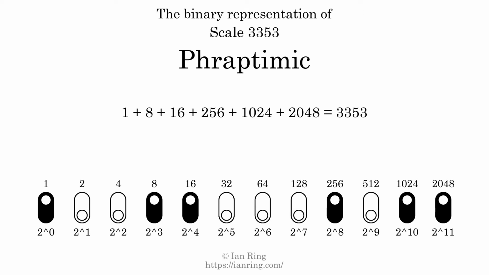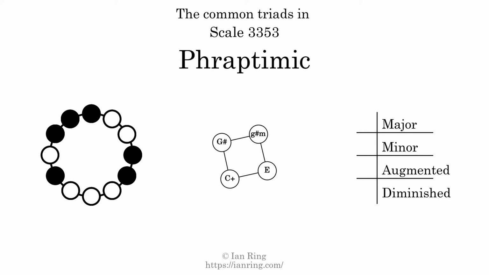3353. The scale number not only enumerates the scale with a unique index, but it also literally describes the tonal content of the scale. Represented as a binary number in base 2, the scale number is 1101000110001. Here are the common triads present in this scale.